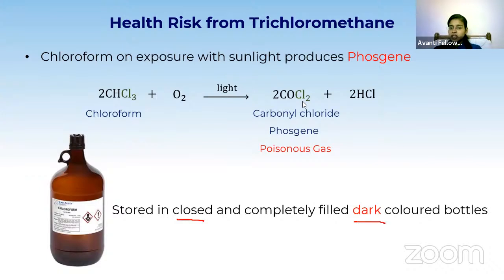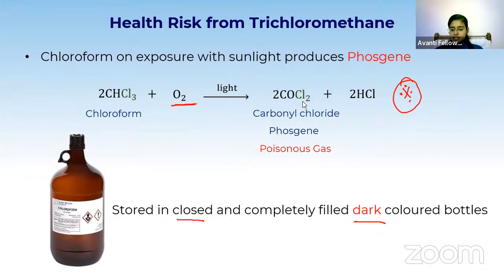Why are they keeping it in a closed container? So as to avoid the oxygen. If you keep it closed, oxygen cannot come and react. And if you keep it inside a dark bottle, the light cannot come inside the container, so the poisonous gas, phosgene, cannot form. Okay, so this is a very important reaction. The formula for phosgene is COCl2. This is about chloroform.